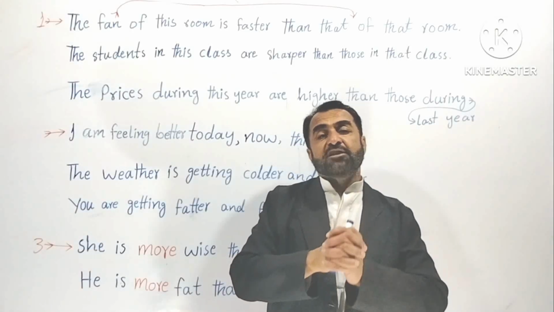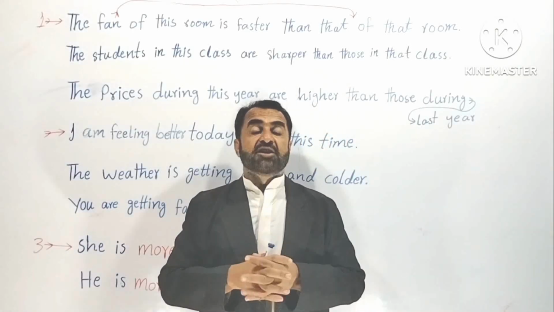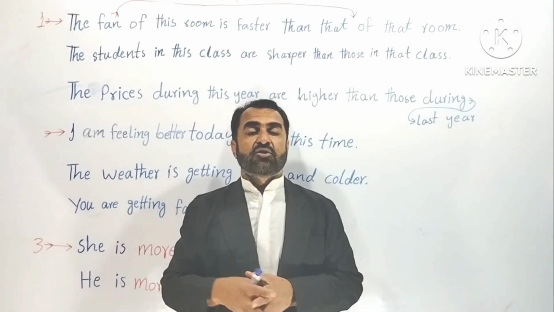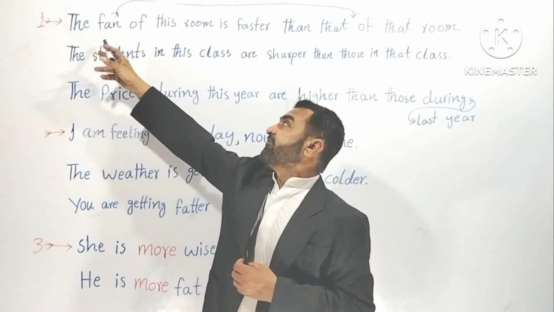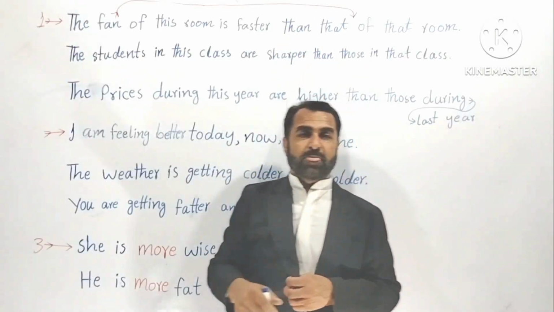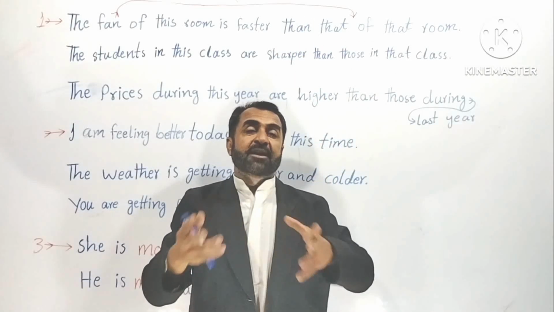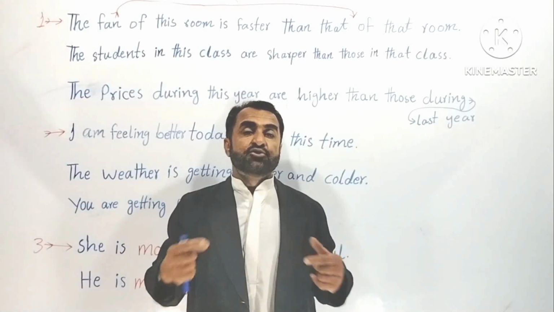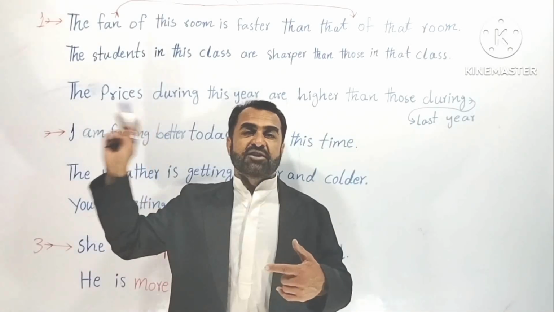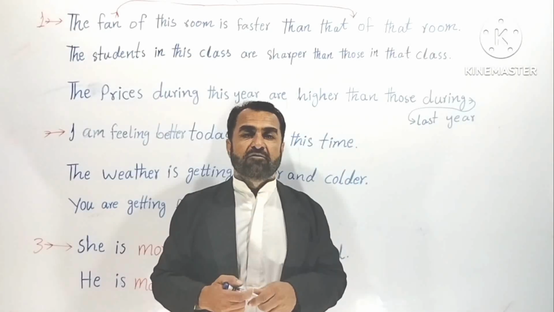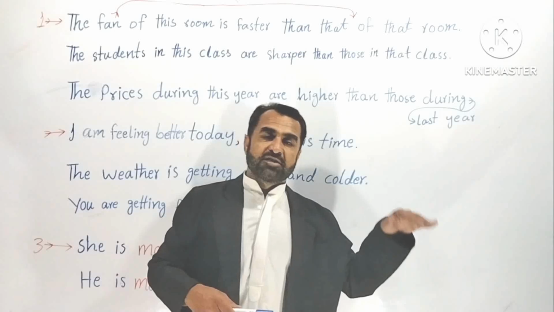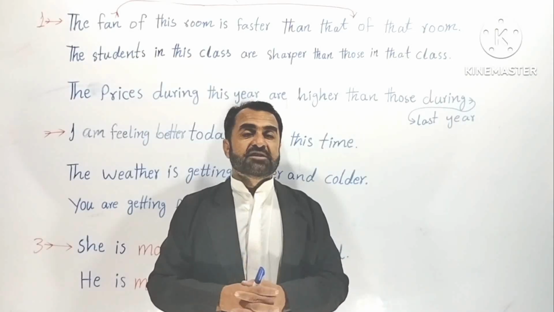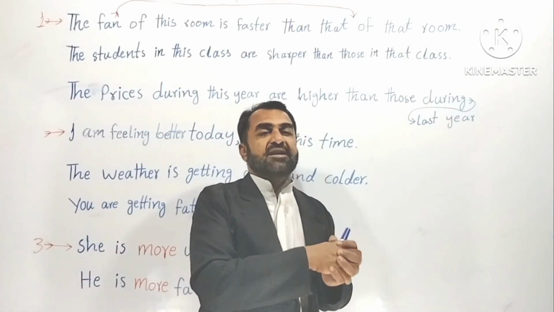Now here I would like to tell you one thing more, that it is not necessary that we use only one preposition in such sentences, like of: the fan of this room, or the fan of that room. You can bring other prepositions also, but remember that these prepositions should match each other. On one side it is of, so on the other side it must be of. On one side it is in, so on the other side it must be in. Like in the second example, the students in this class are sharper than those in that class.